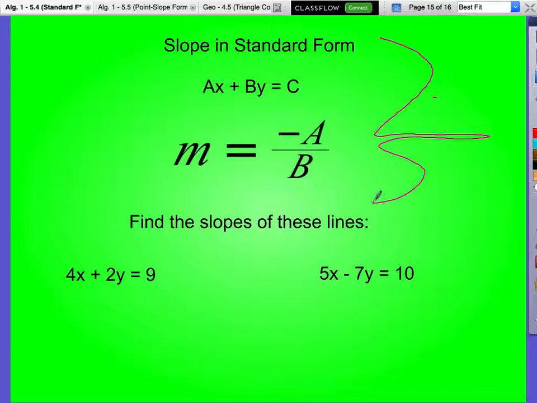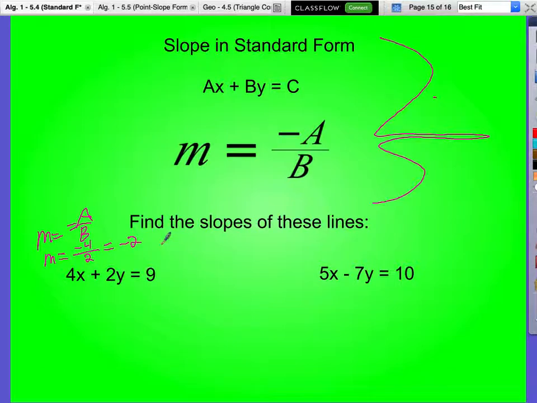If we're finding slope in standard form, m, our slope, could be equal to whatever a is but negative, divided by whatever b is. So if we're finding the slope of this line, we take m is equal to negative a over b. So what is a in this first equation? 4. How do we know that's a? It's with the x. So what's negative of 4? Negative 4. What's b? 2. What's negative 4 divided by 2? Negative 2. The slope of this line is negative 2. Yep.